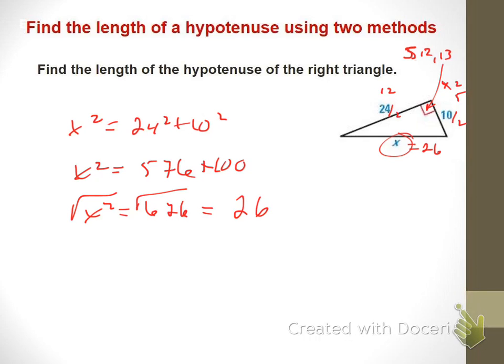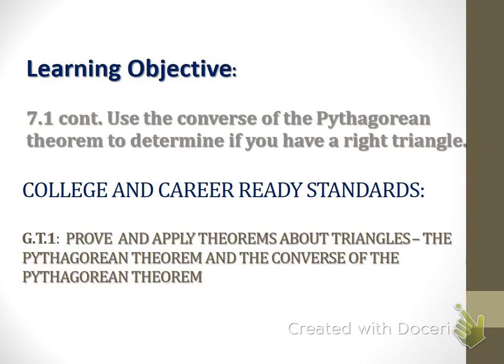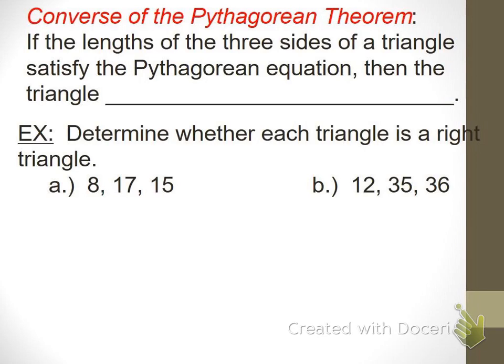Okay, all right. Then we talked about the converse to the Pythagorean theorem, checking to see if side lengths make a right triangle. If they don't, then it'll actually tell us what kind of triangle it would make, obtuse or acute. So, a quick reminder of the converse to the Pythagorean theorem: if the lengths of the three sides of a triangle satisfy the Pythagorean equation, then the triangle is a right triangle.